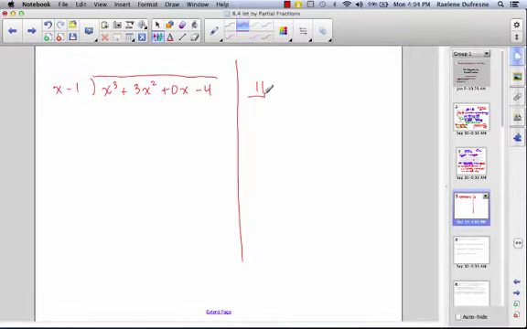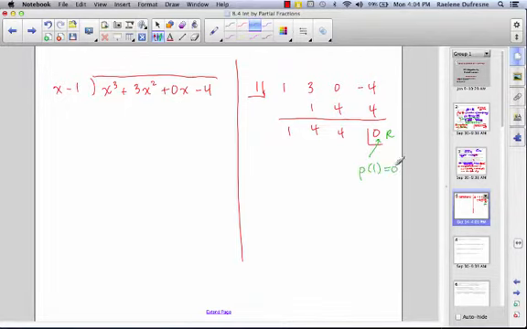So we are going to take the root of 1 and the coefficients 1, 3, 0, negative 4, and perform the synthetic division. And we note that we get a 0 here for the remainder. This 0 is the same as p of 1 equal to 0. And this tells us that our coefficients are going to be 4 plus 4x plus 1x squared.